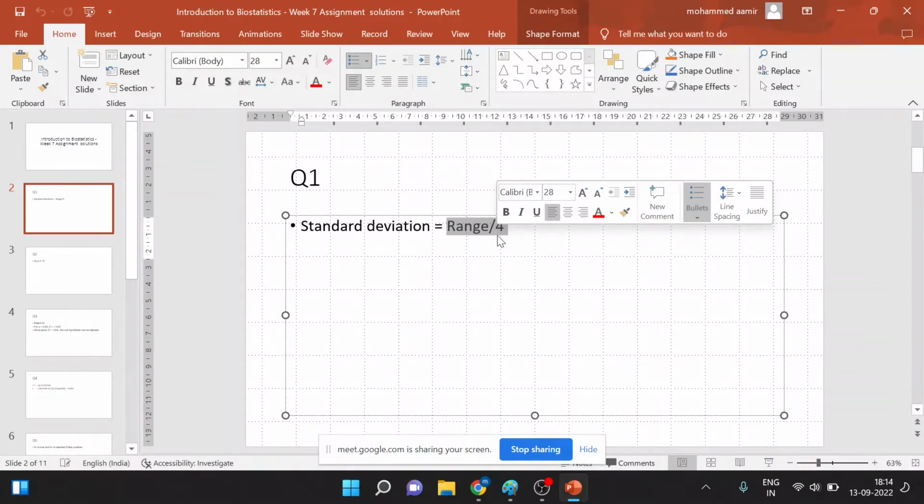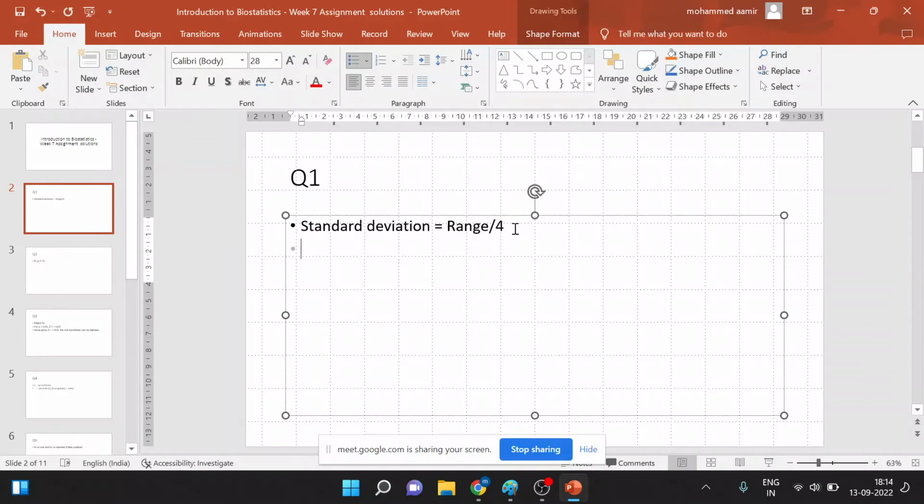If you do a lot of plotting of data, you see that the standard deviation is around this value, the range divided by 4. For example, for a normal distribution, 99% of your data is covered by 3 standard deviations, right? So that 99% of data is close to the range. It's not exactly the range, a little less than that range. And that divided by 3 gives you standard deviation.